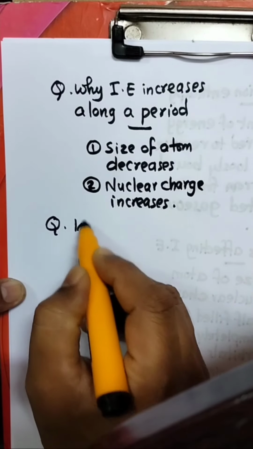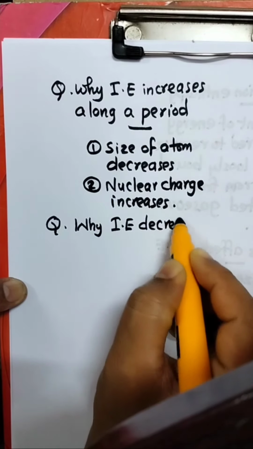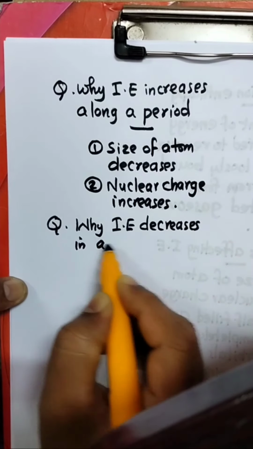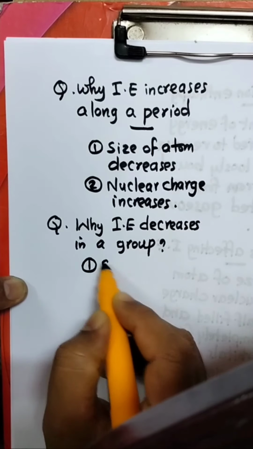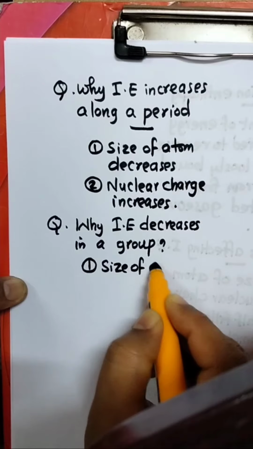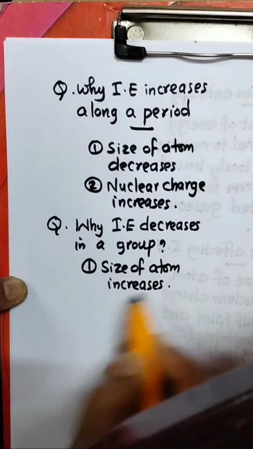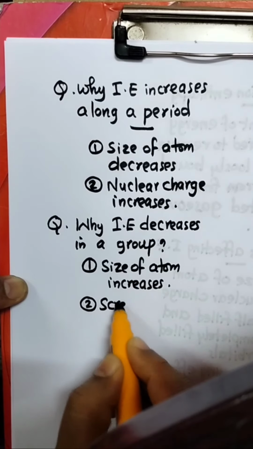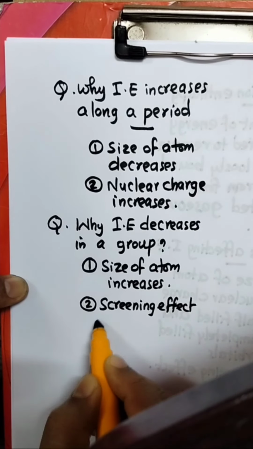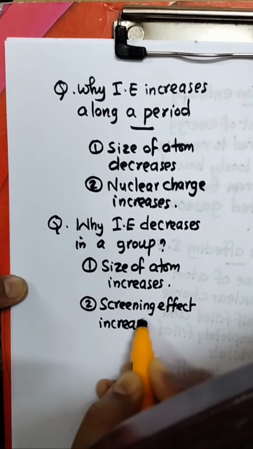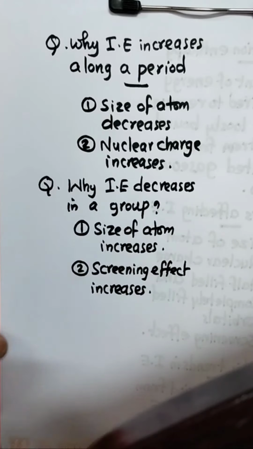Next question, why does ionization enthalpy decrease in a group? This is because, first one, size of atom increases in a group. Second one, screening effect increases. So, ionization enthalpy decreases in a group.